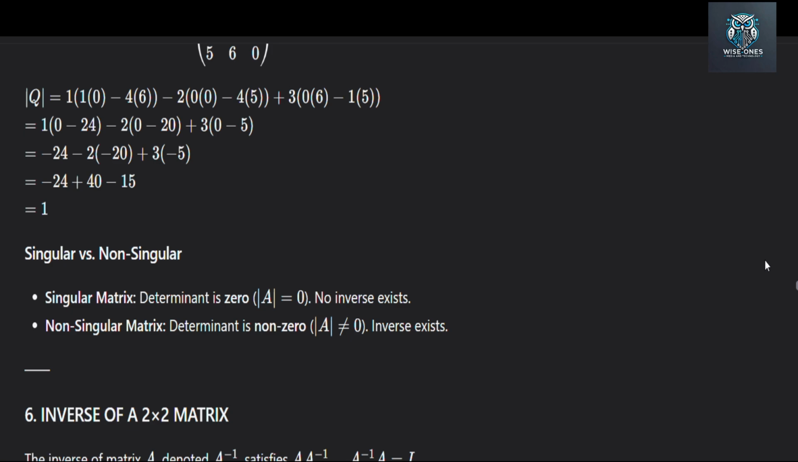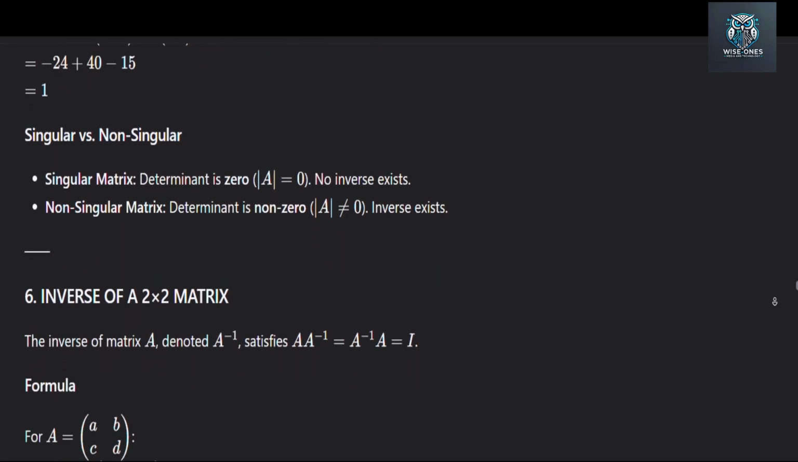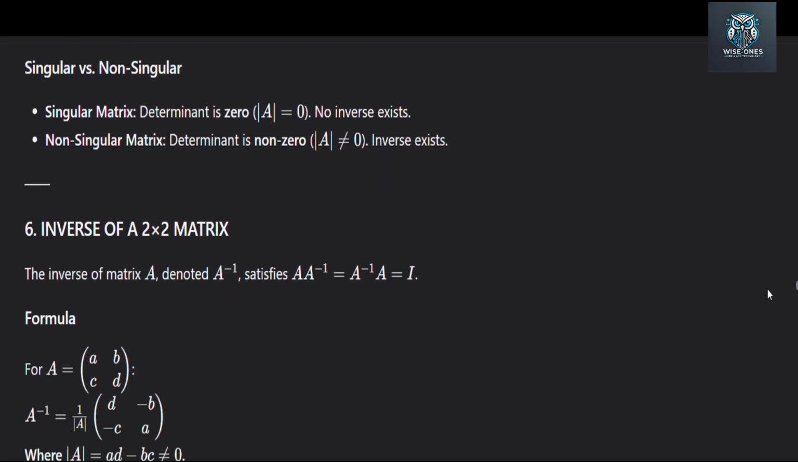There are two types of matrices based on determinants. Singular matrix. The determinant is 0. No inverse exists. It is like trying to divide by 0. Impossible. Non-singular matrix. The determinant is not 0. Inverse exists. Remember this. If the determinant is 0, you cannot find the inverse. Stop there.